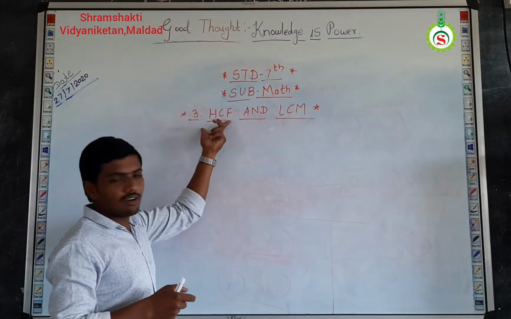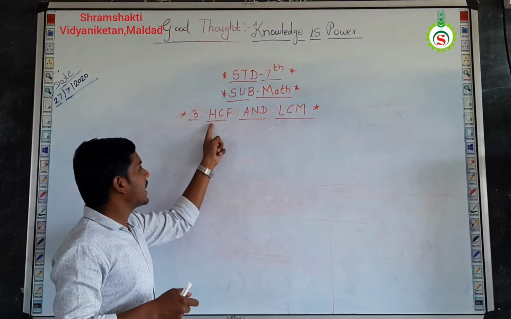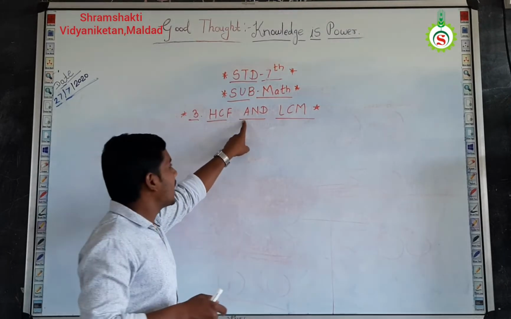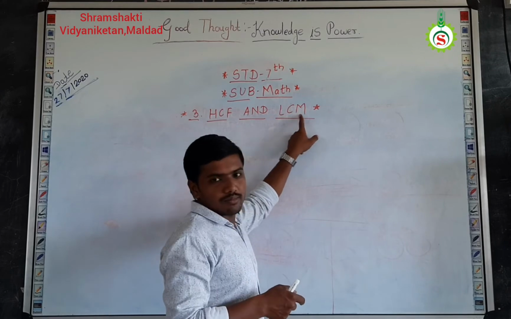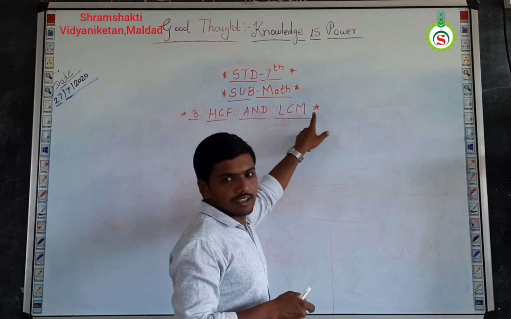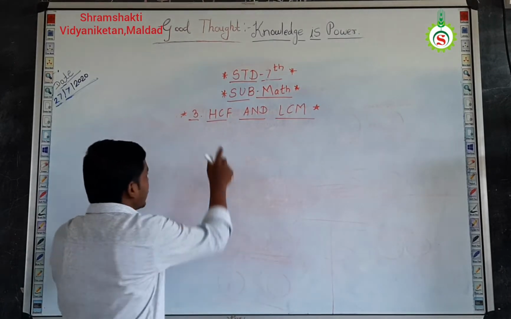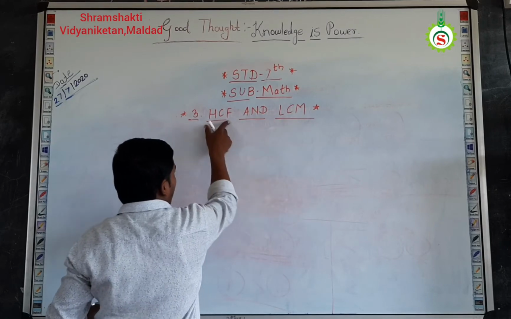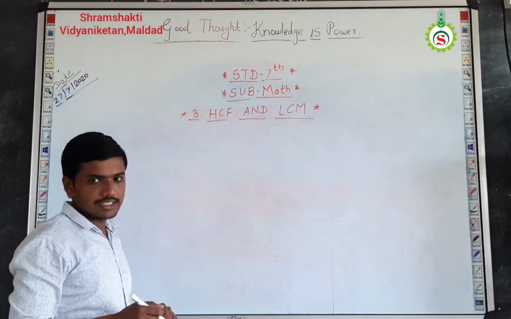So what is the meaning of that word HCF? Highest common factor, and the word LCM, LCM means lowest common multiple. Out of those two, HCF and LCM, we have started how to find out HCF.